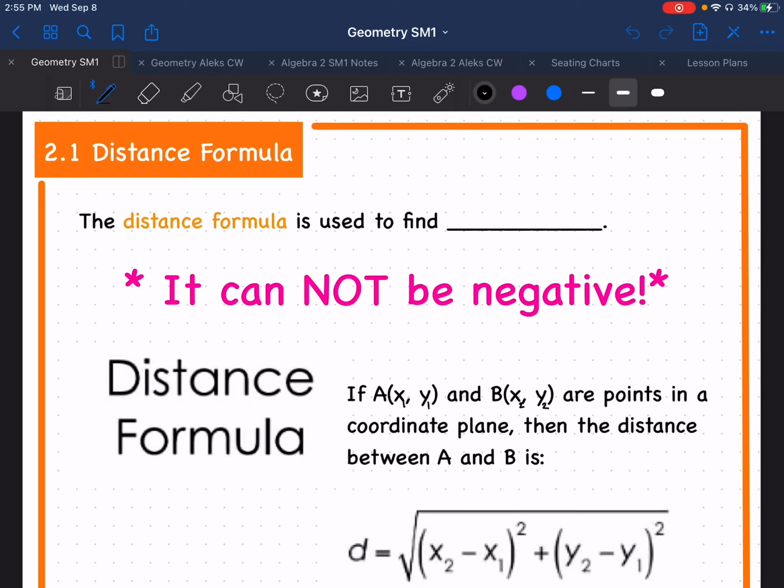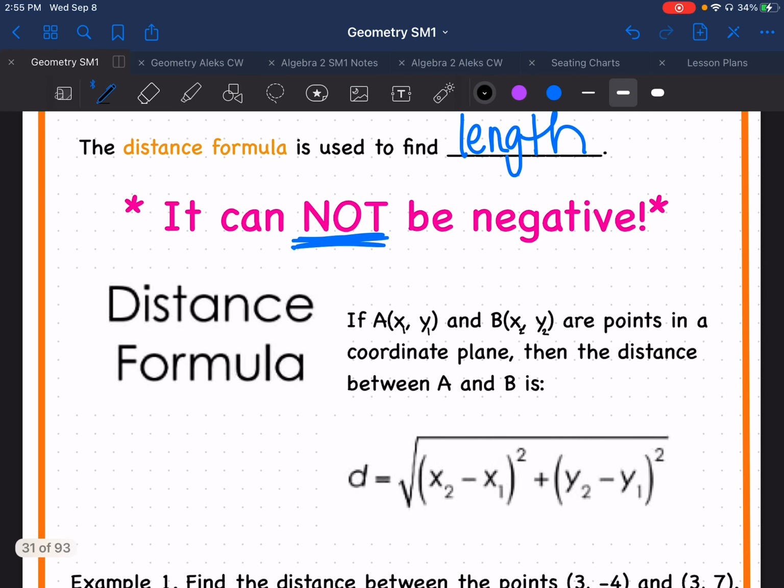Today's lesson is 2.1, the distance formula. The distance formula is used for us to find length. Remember that a distance or a length cannot be negative. None of our answers should show up as negatives today.